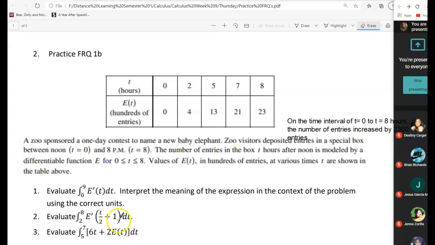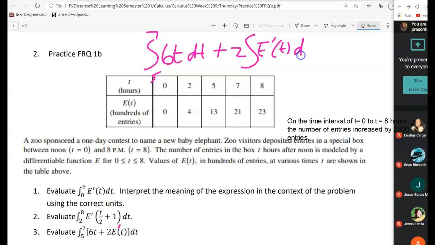And once again, same error is on here as on the one that I gave you guys earlier. There's supposed to be a prime right here after that e. All right, so with this one, we have to integrate each piece separately. So I'm going to integrate 6t from 5 to 7. And I'm also going to integrate the 2e prime of t, from 5 to 7. You just integrate each piece separately.